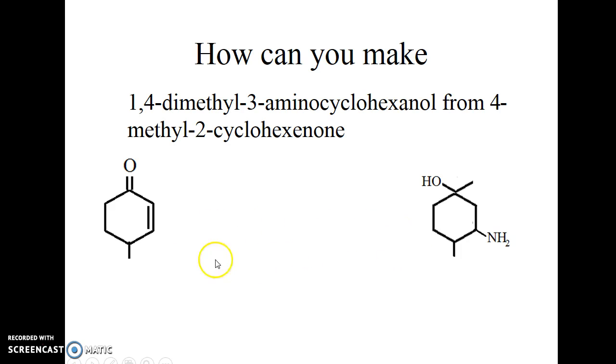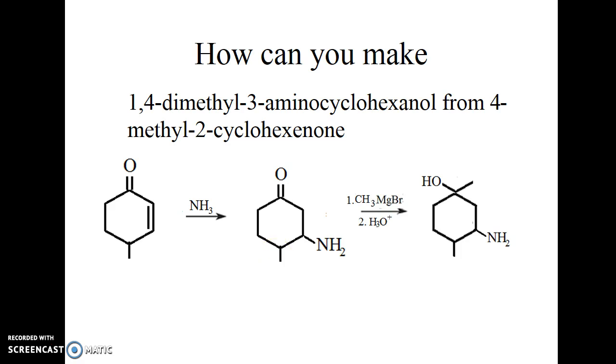Well, if I look at that, I think, nitrogen addition here. Well, that probably is an amine addition to a conjugated carbonyl. And if I have that, well, then I can do a Grignard reagent to make that alcohol. So let's go ahead and put the reagents in. If I use ammonia, that's going to add across the double bond in that conjugated ketone. And then to get the alcohol from that carbonyl, we just use a Grignard again.